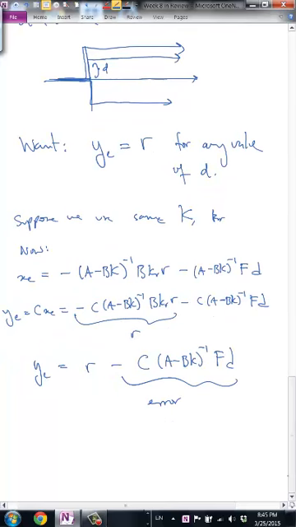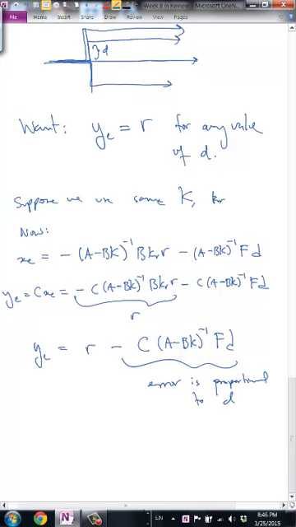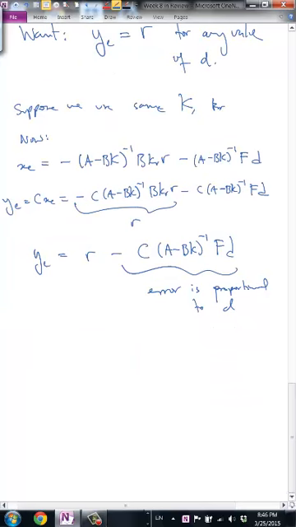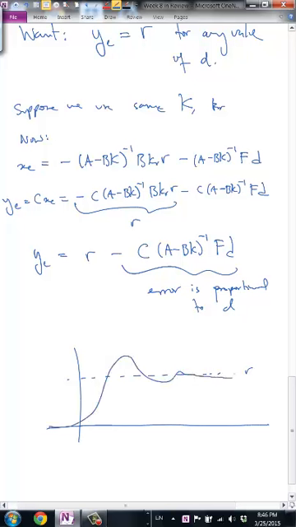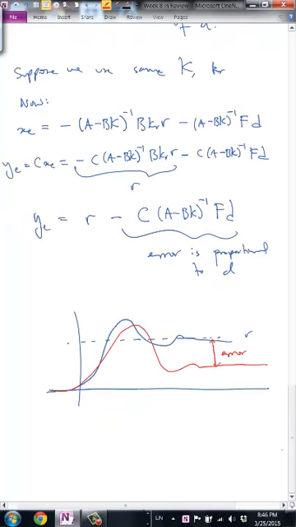Notice that our error is proportional to D. So what's going to happen is we wanted a picture that looks like this. Here's our R target that we wanted. We wanted this, but what we'll actually have is something that looks like this. It's going to again converge, but there's going to be a steady state error here. And as you can see, there's really no way we can avoid it within this framework.